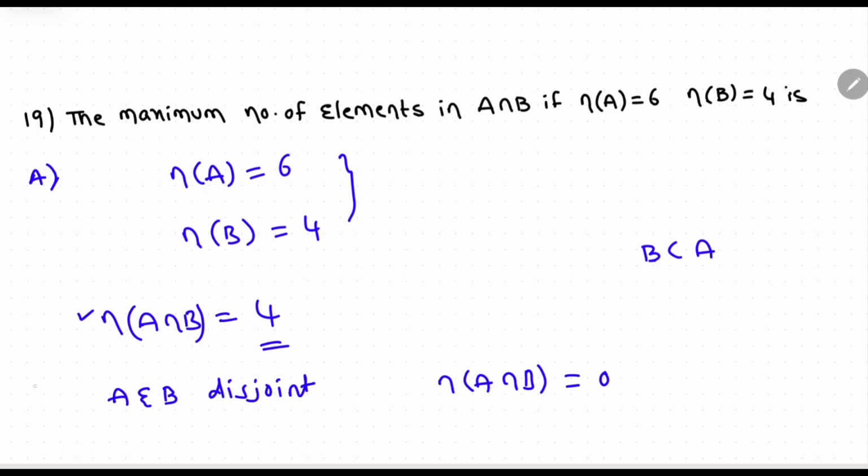To get the minimum in the intersection, A and B should be disjoint. Whenever two disjoint sets are taken, A intersection B will be the null set, therefore the number of elements of A intersection B will be 0.